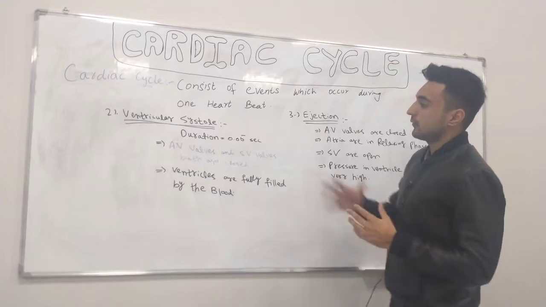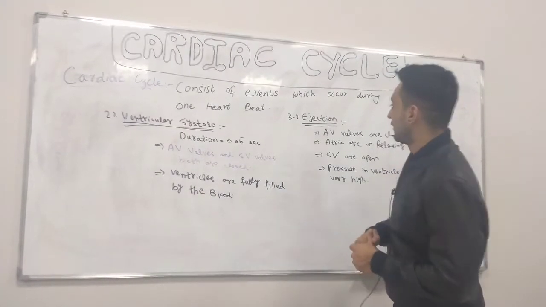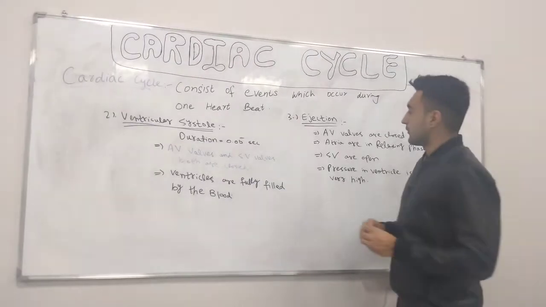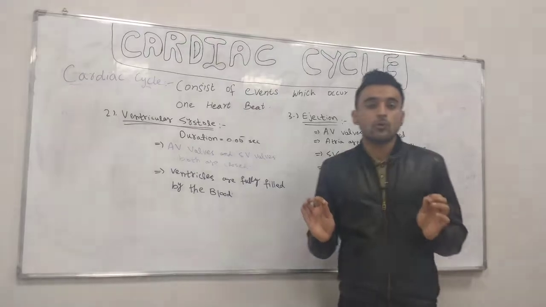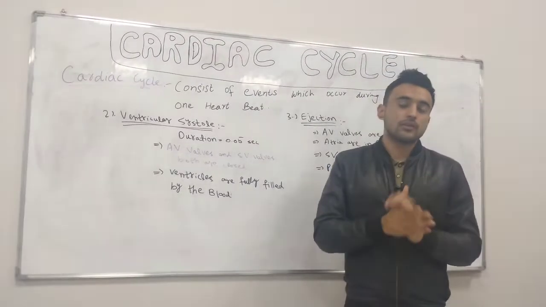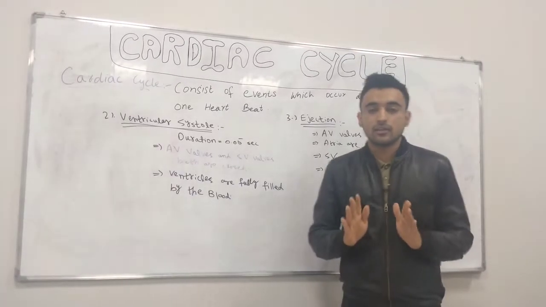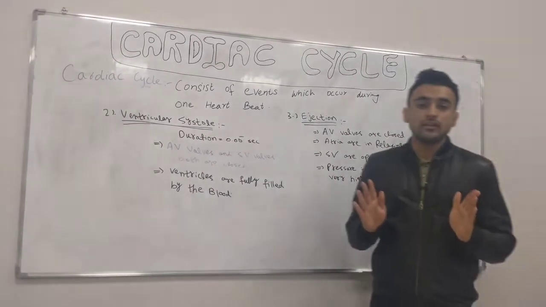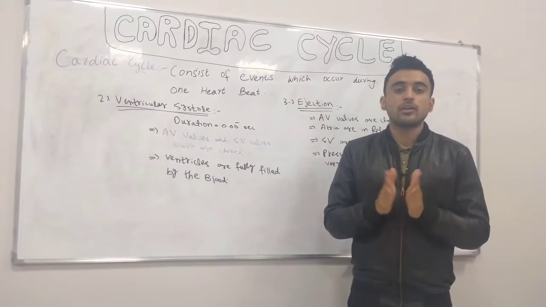After discussing the ventricular systole, now we will discuss the ejection phase. What happens during the ejection phase? The AV valves are closed in order to prevent the backflow of blood from the ventricles towards the atrium, and during this, both atria are relaxing, but the ventricles are in the systole phase, they are contracting. So the pressure inside the ventricles is very high.